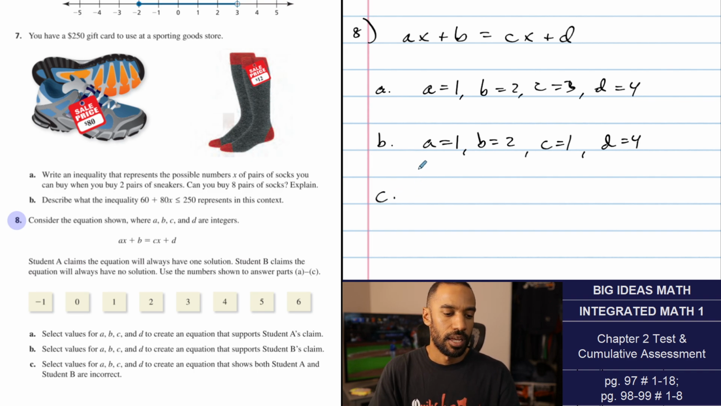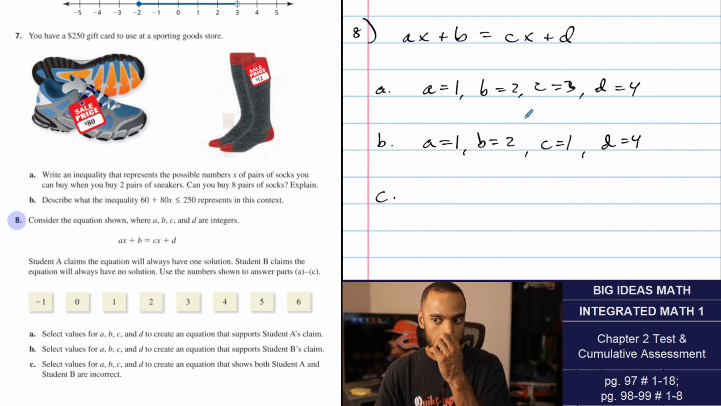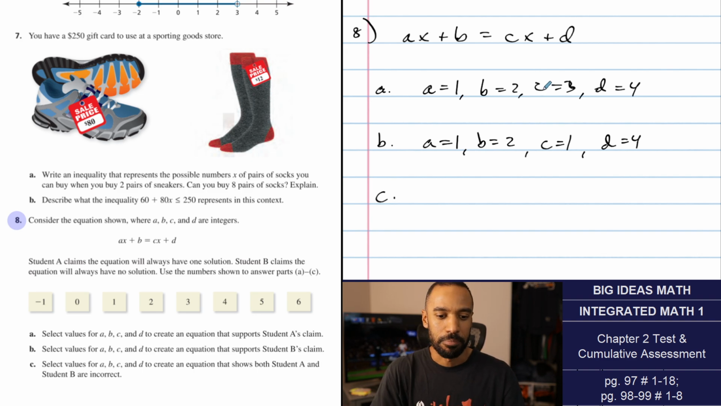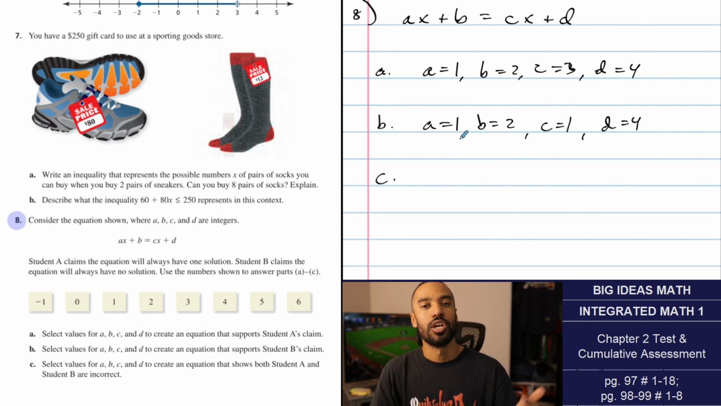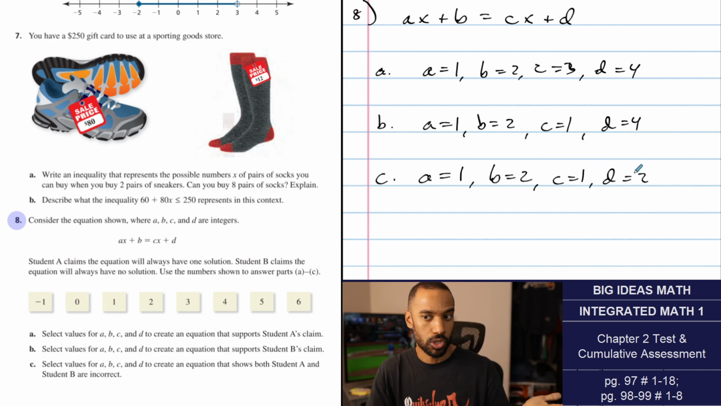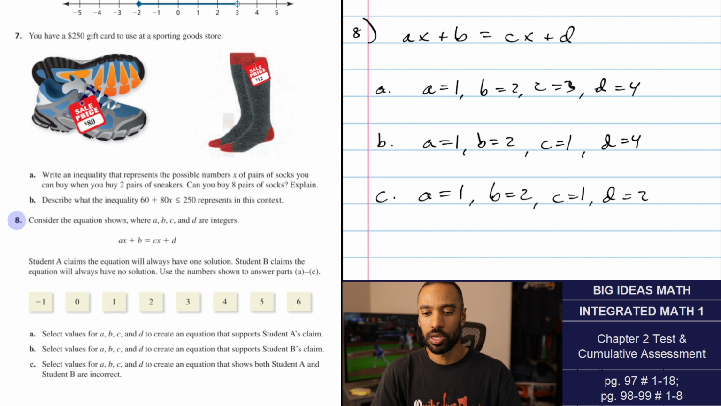And part C, select values for A, B, C, and D to create an equation that shows both student A and student B are incorrect. Well, both of them are incorrect. I was going to say, this one shows that B is incorrect, and this one shows A is incorrect. I guess we have to do something for both. So we need an infinitely many solutions kind. So we need A and C to be the same, and B and D to be the same. So 1, 2, 1, 2 would work out in that case. That would wipe out the X's, and it would say 2 equals 2, and that would work there. Not much to do on those ones with those 3 parts.